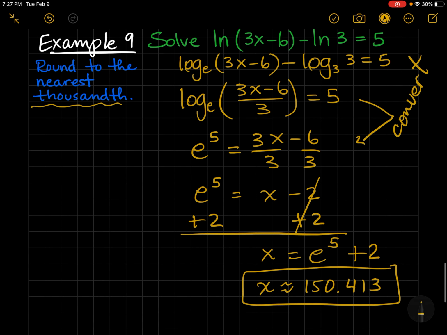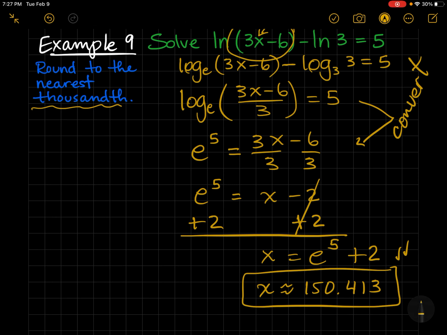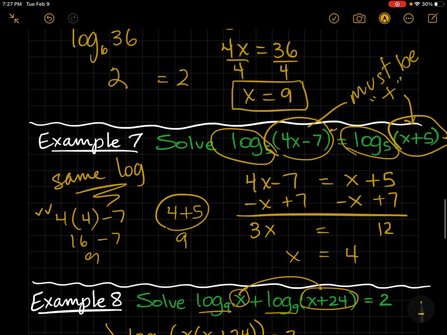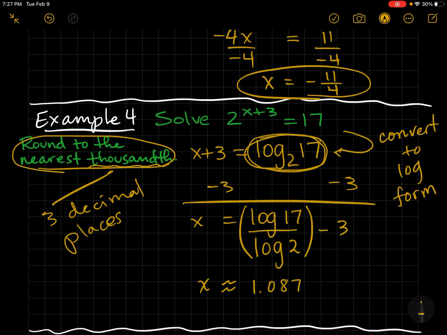Oops, forgot to check for extraneous solutions. If I plug the 150 and change right here, then this value will stay positive. So it does work. It does not create a negative number. But the most important thing in this lesson is to remember to convert. Once you get the log by itself, convert to exponential form. Also, when solving exponential problems, you may need to convert to log form. So that's the key to solving both types of problems.